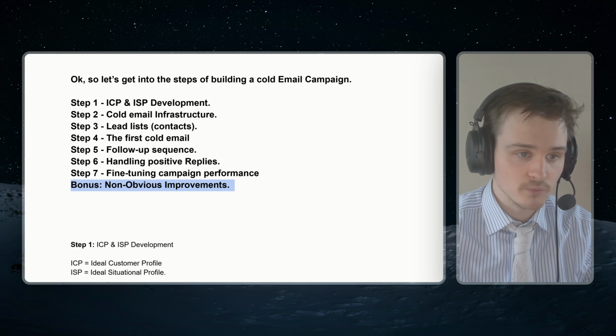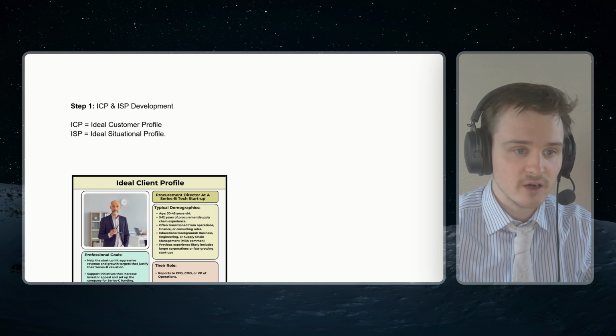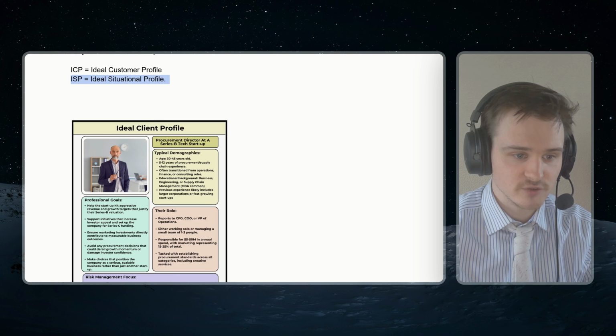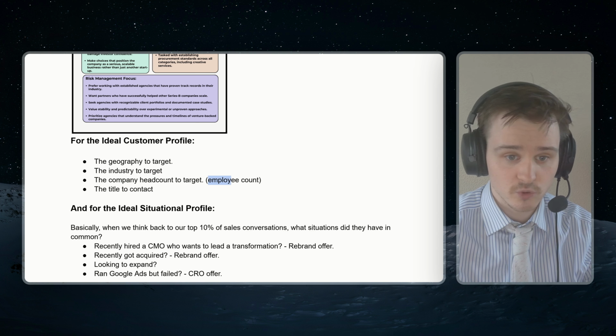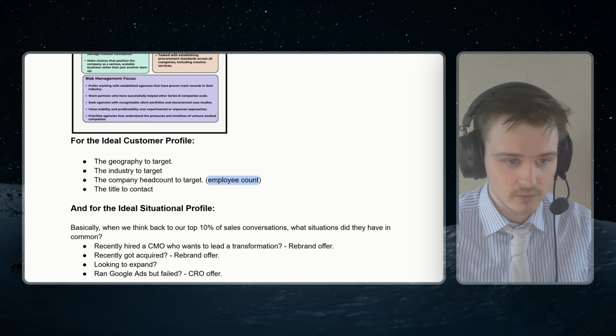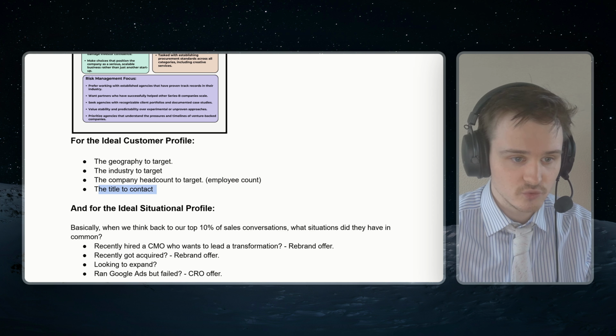Let's begin. So step 1, ICP and ISP development. So ICP is your ideal customer profile. ISP is your ideal situational profile, and so it kind of looks like that. So for the ideal customer profile, we want to know the geography to target, the industry to target, the company headcount to target, so employee count. So do you want to work with large companies, small companies? This is how I'll measure that, and the title to contact.